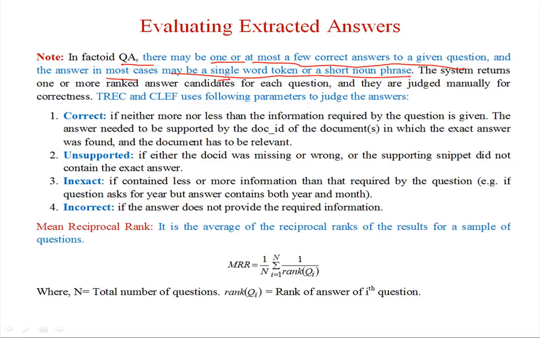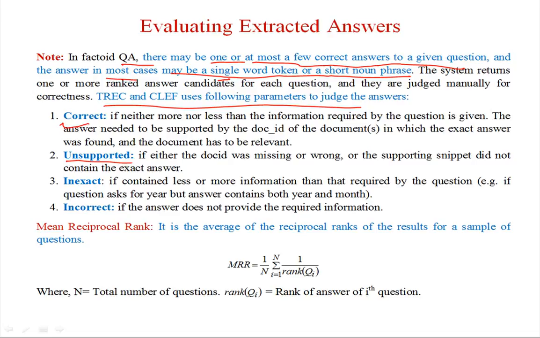The system returns one or more ranked answer candidates for each question. TREC and CLEF use the following parameters to judge the answer. First is correct. It means if you produce a ranked set of answers, then your first ranked answer matches the correct answer provided or annotated by humans. Second is unsupported.